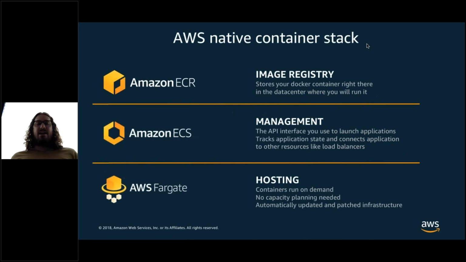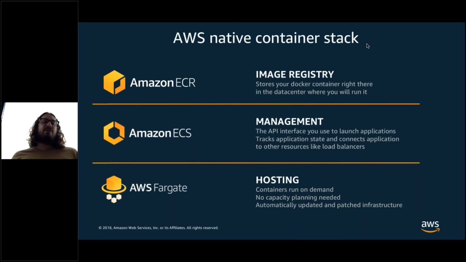So at a high level, the AWS native container stack is made up of these 3 components. Amazon ECR is an image registry, highly scalable, which allows you to store all of your Docker images, your applications that you want to run, and store them right there on the data center where you plan to run them.